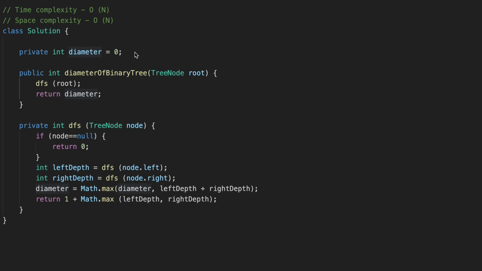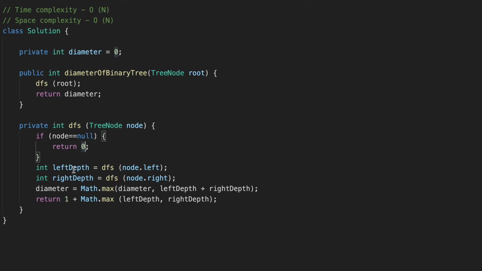First thing we do, we are creating a global variable diameter that we keep updating as we DFS our binary tree, and we are returning that at the end. For our DFS method, our base case is that if our node is equal to null, which means that we are at the deepest node, so we are backtracking, we are returning 0 in this case.